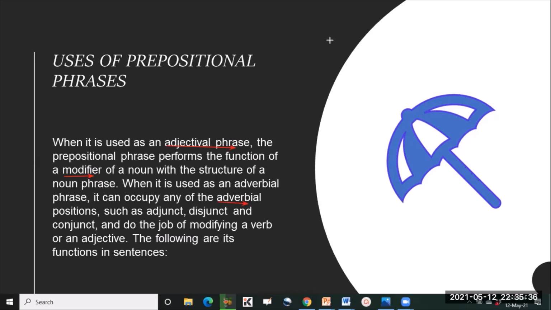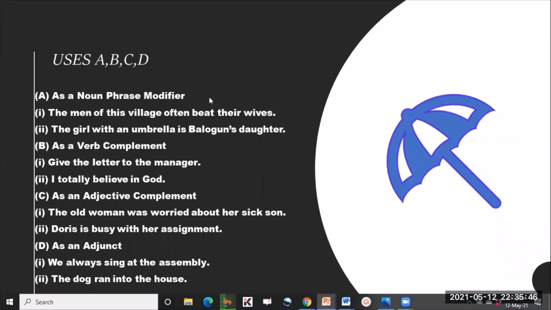But let's now erase these marks as we go to the next screen. Now, let's look at the uses of the prepositional phrases.